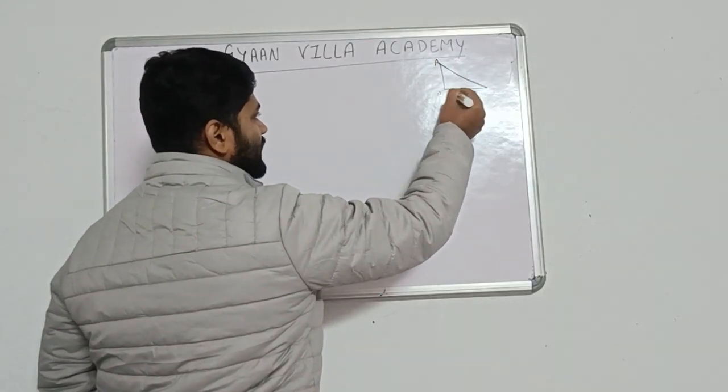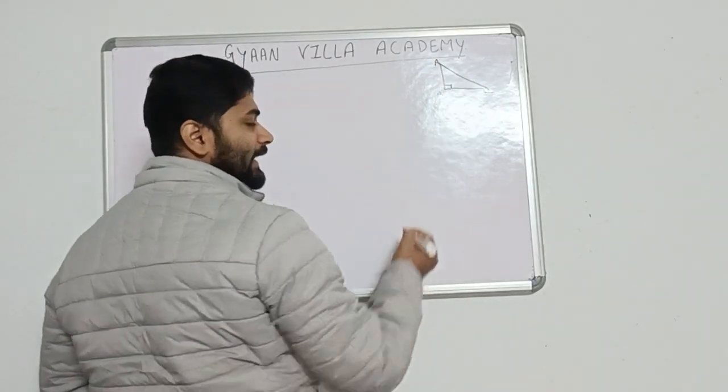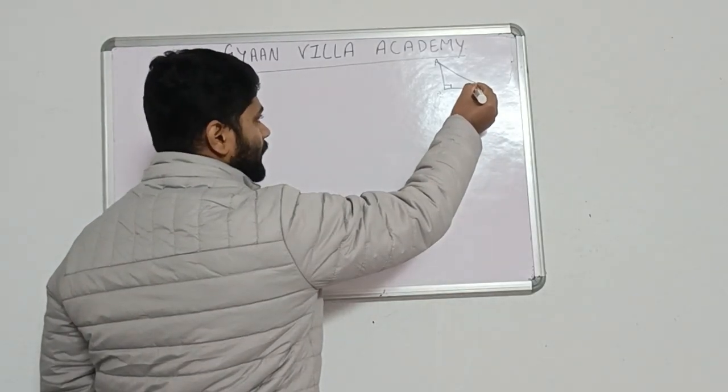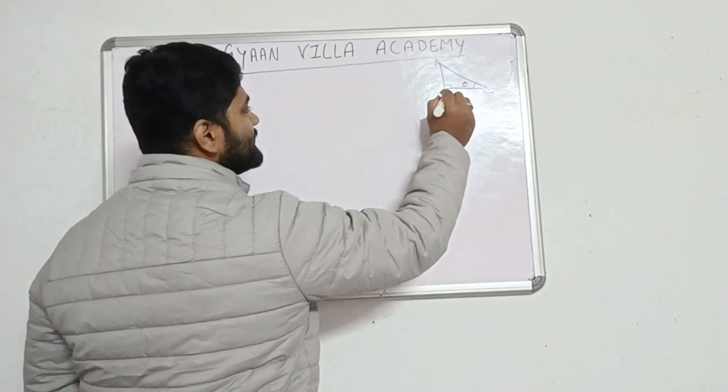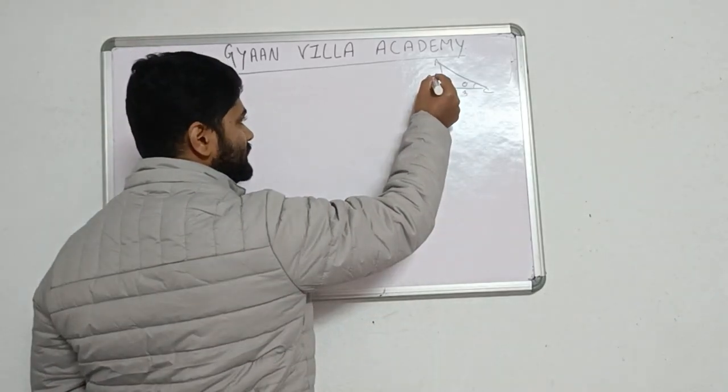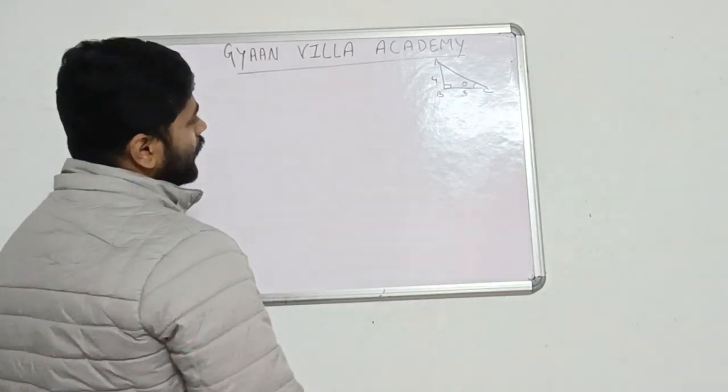Suppose a triangle named ABC, and this makes an angle of 90 degrees. You are observing from here, and it's given that BC is 3 centimeter and this is 4 centimeter. So what will be the AC?